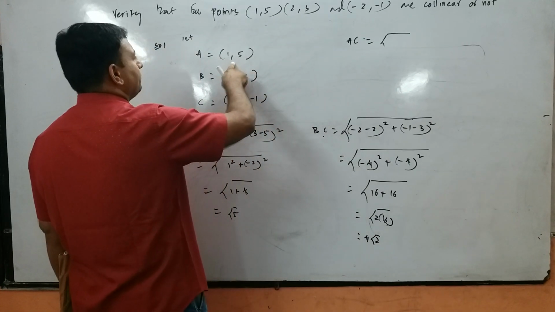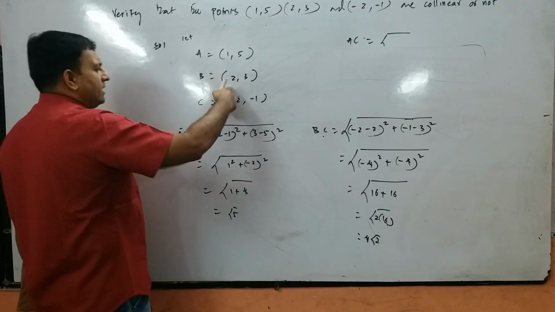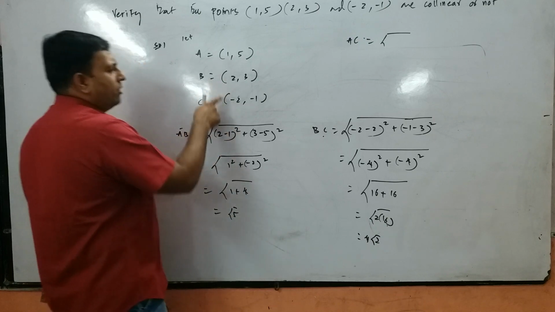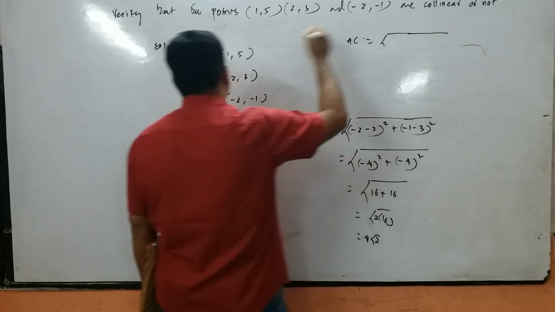A is this, B is this, C is this, and now you are finding distance AB. You found distance AB. I have found distance BC. Now I am trying to find distance AC. Now what is distance AC?